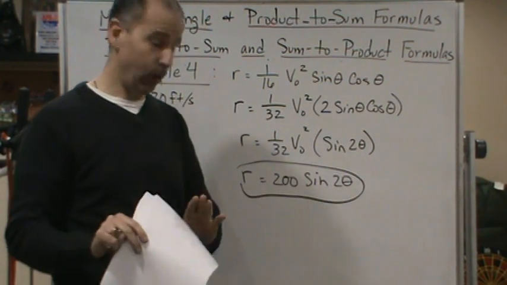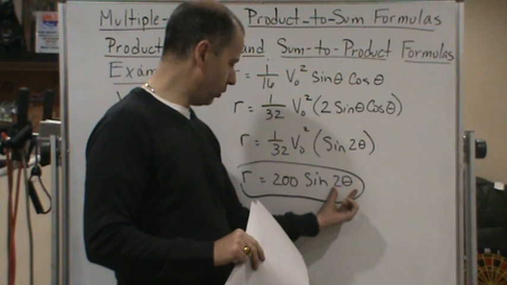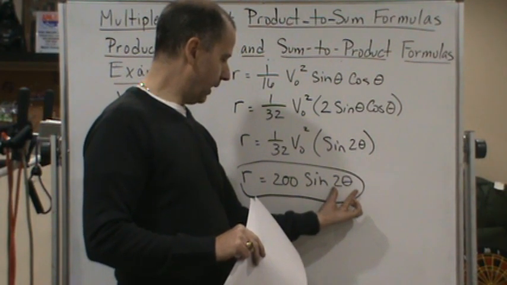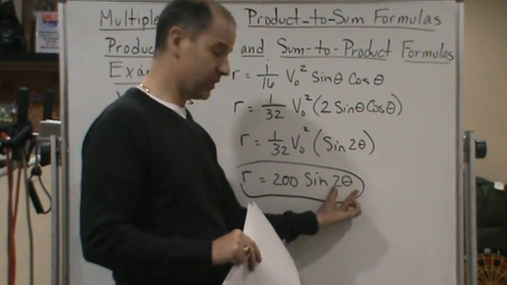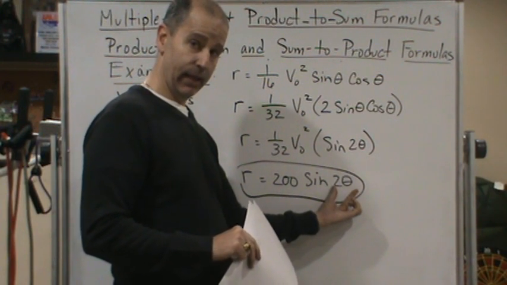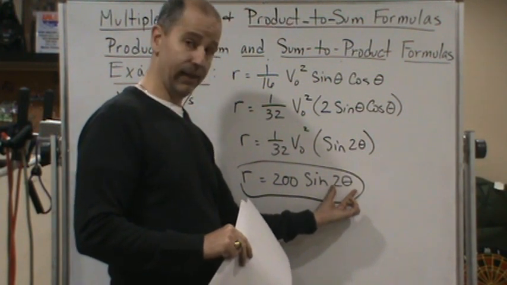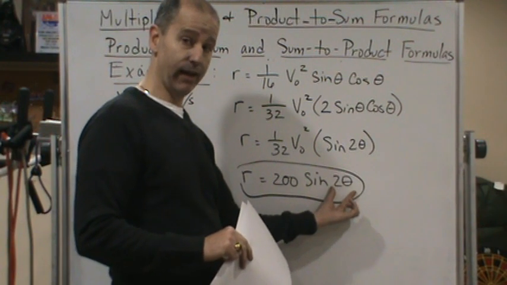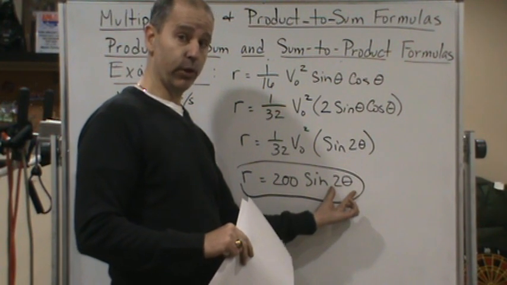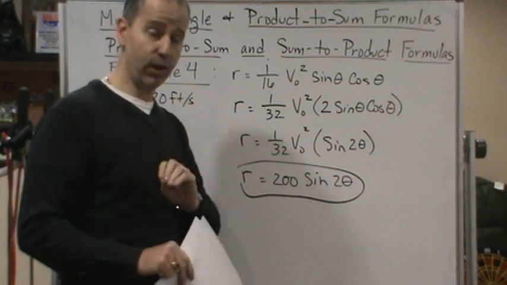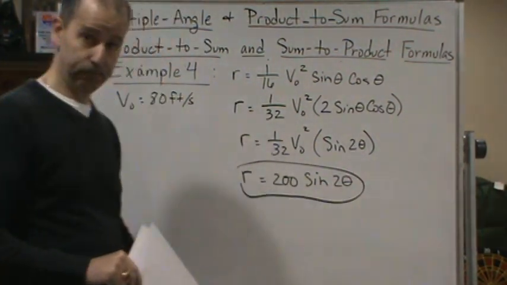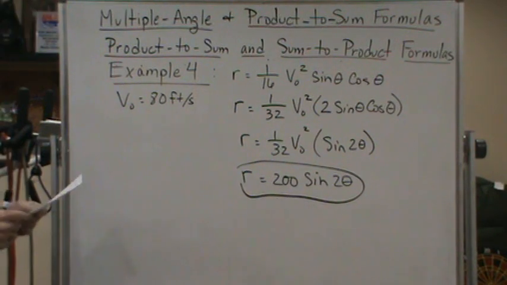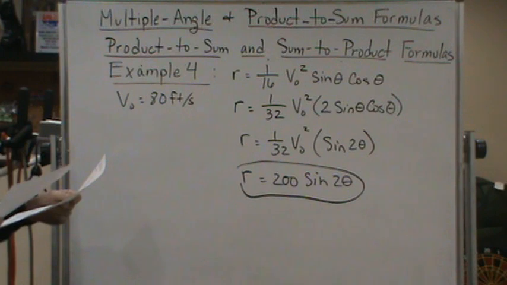Now be careful. It's going to give you the value for 2 theta, so this is your x value on the calculator. You're going to have to take whatever that value is and divide by 2 to get theta. And that would be the angle to get you the maximum distance.